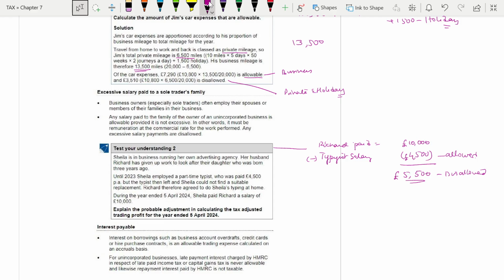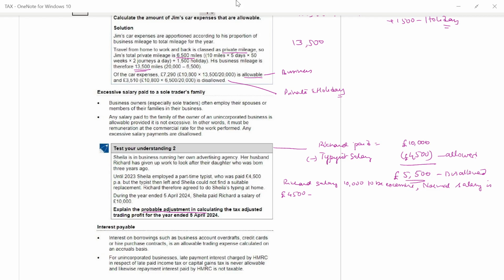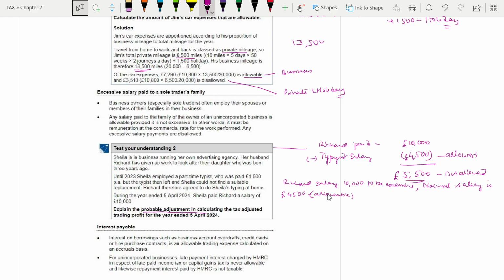What is the probable adjustment in calculating? You have to mention Richard's salary is 10,000, which appears to be excessive. Normal salary of a typist is 4,500, and that is allowable. The 5,500 is excess salary, and it is not allowable. Are you clear about this? Yes. Okay.